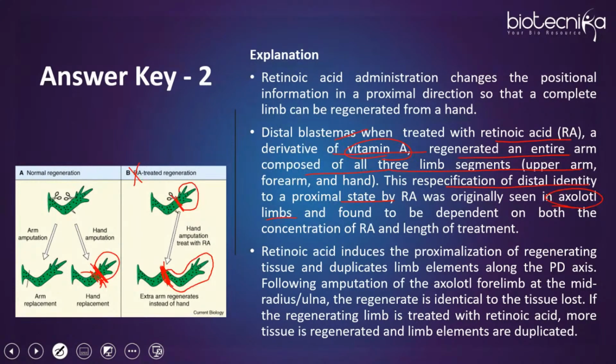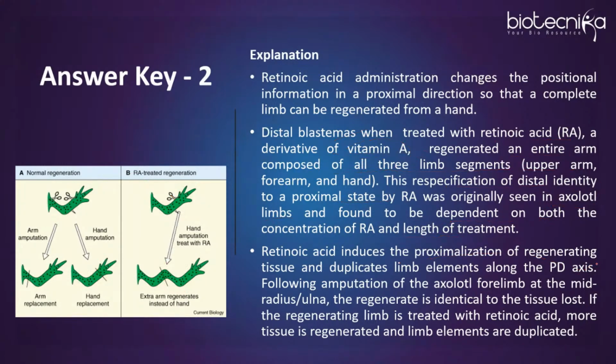Axolotl is also a type of amphibian and was found to be dependent on both the concentration of RA and also how long you are treating it. So basically, remember, it induces proximalization of regenerating tissues and duplicates limb elements along the proximal-distal axis. Following amputation, the regenerate is identical to the tissue which is lost. If it is treated with retinoic acid, then more limbs and more tissue are regenerated and limb elements are duplicated.